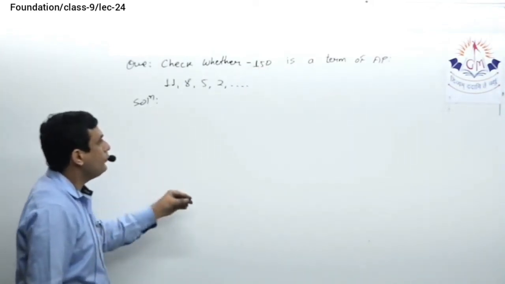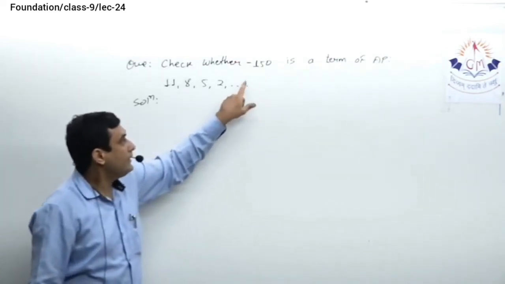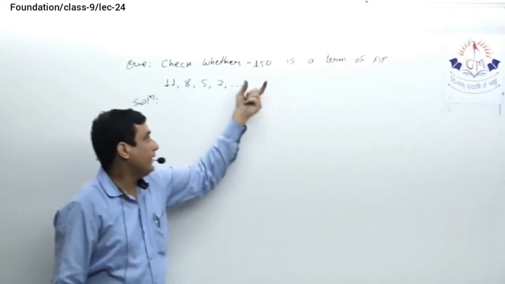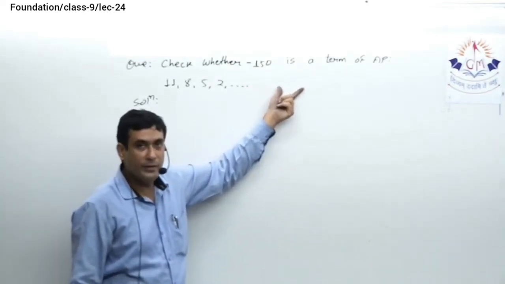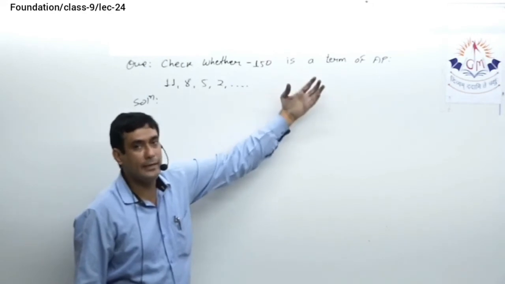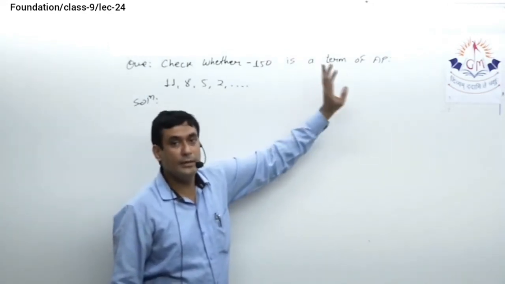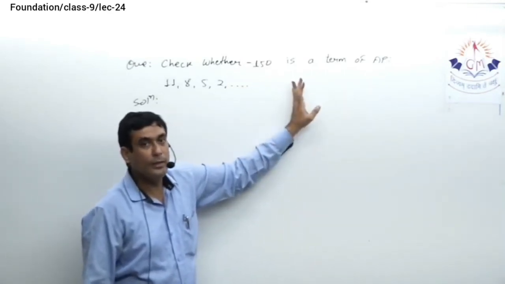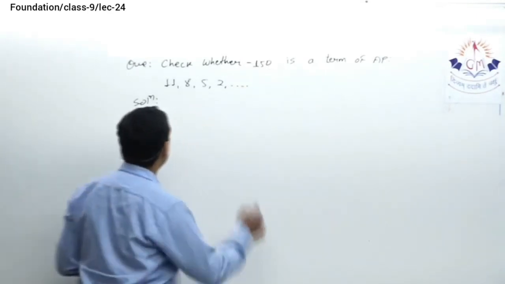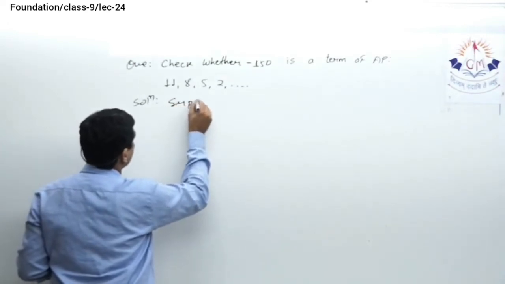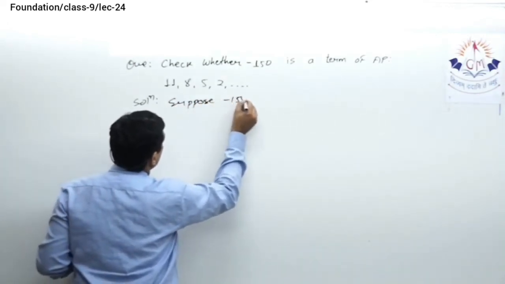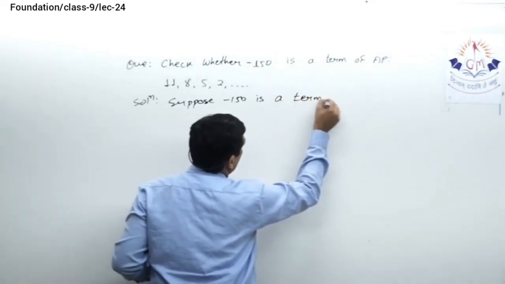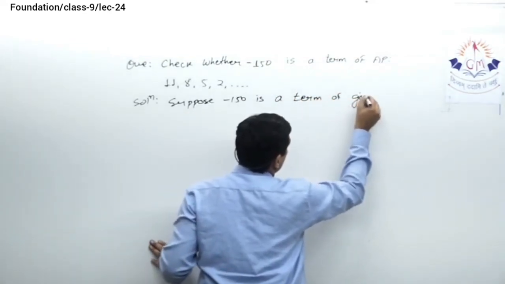So we'll assume, let minus 150 be the nth term of the AP. If it is a term of the AP, definitely it has some position, might be the 19th term, 20th term, 29th term, 39th term, whatever. Definitely it has a position. So I'm assuming, suppose minus 150 is a term of the given AP.